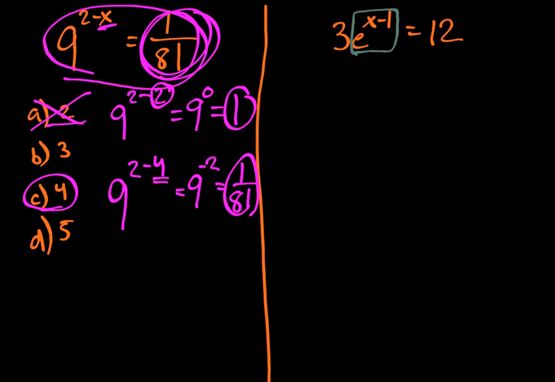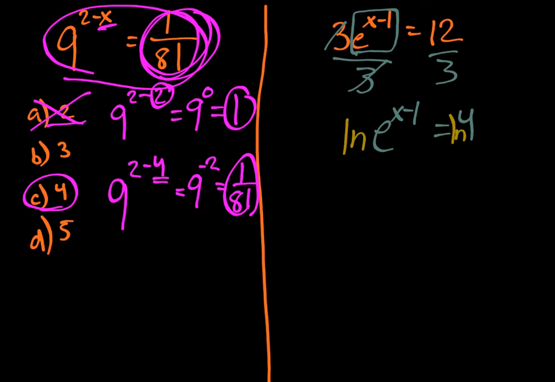To do that, because the 3 is multiplying, we're going to divide by 3, which will leave me with e to the x minus 1 equals 4. Now how do we get rid of that e? The x is in the exponent, but how do I get rid of the e? If you remember, to get rid of it, we log both sides. And in this case, because it's an e, we ln both sides. The reason we do that is because it allows this x minus 1 to jump out to the front. So it becomes x minus 1 times natural log e equals natural log 4.